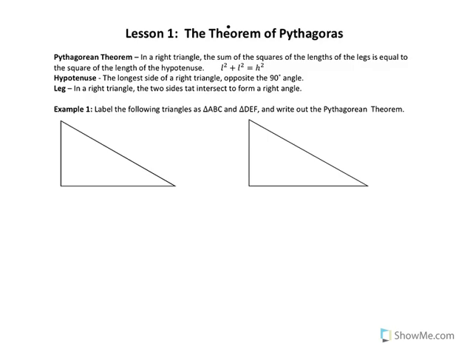Lesson 1, Pythagorean Theorem. The Pythagorean Theorem is a theorem that we utilize when we're dealing with a right triangle. A right triangle has an angle that is 90 degrees. So that's when we can use the Pythagorean Theorem.